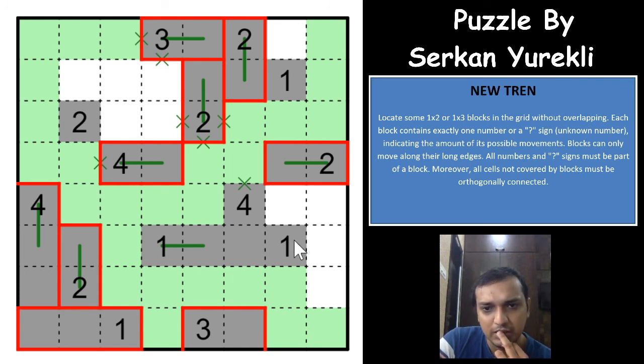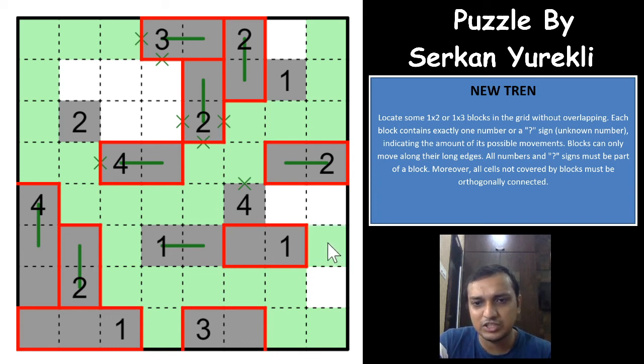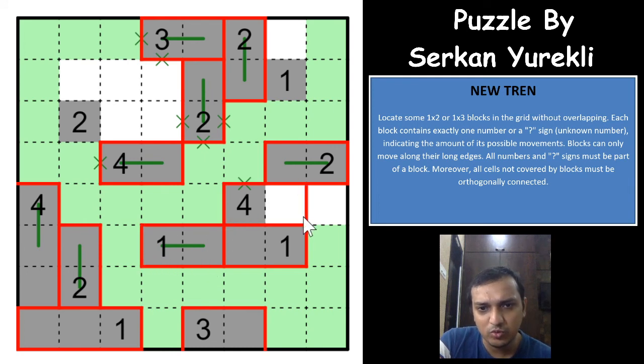Now this one cannot have a block towards the above at the top, because you have 2 movements already, so cannot be towards the right as well, because you won't have enough movements for the 1, so it has to be towards the left. So that gives you movement for the 1, and this would have to be unshaded now. Nice. And this also will have to be unshaded, sorry, this also would have to be part of the 1 here.